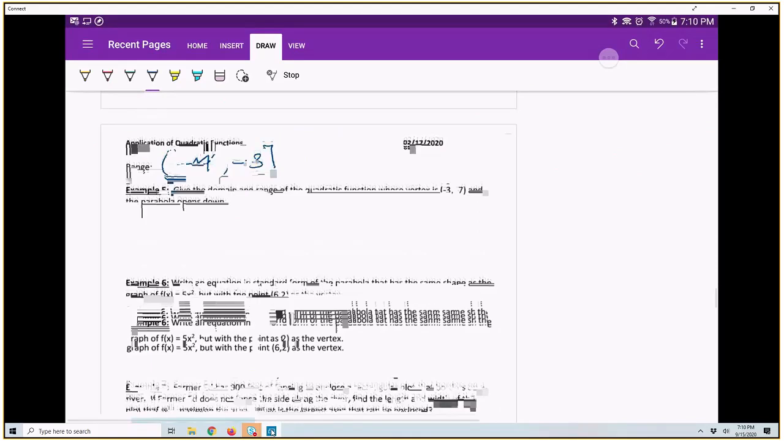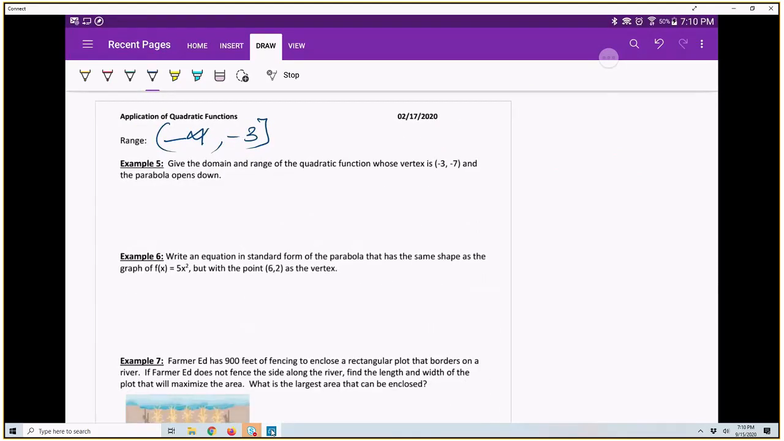The next question is, give the domain and the range of the quadratic function whose vertex is negative 3 comma negative 7 and the parabola opens down. So this is even easier, opening down, and the vertex is negative 3 comma negative 7.